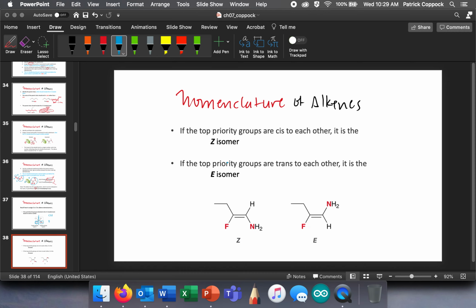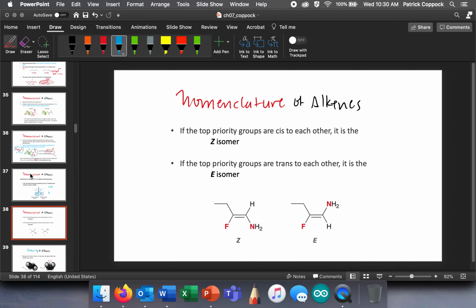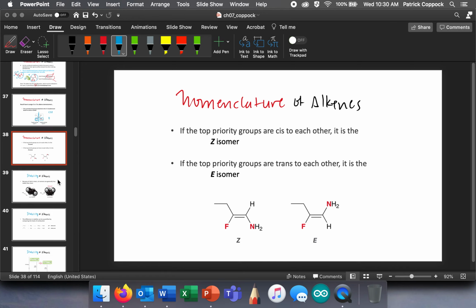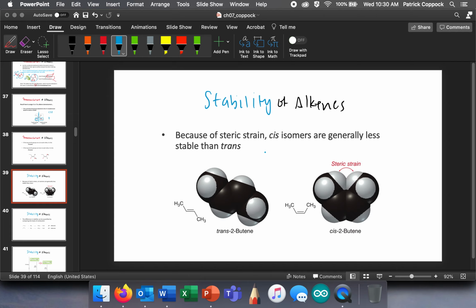All right, as we said a moment ago, if the top priority groups are cis to each other, it's Z. If they're across, it's E. Now let's talk about the stability of alkenes. With the alkenes, it's not really super obvious when we're just using letters, right? That this is really much more stable than this.